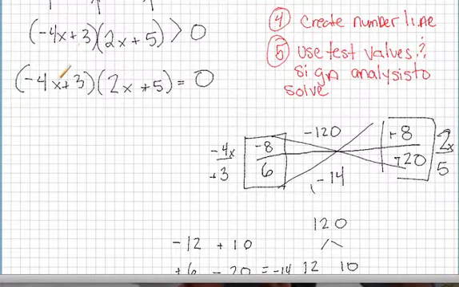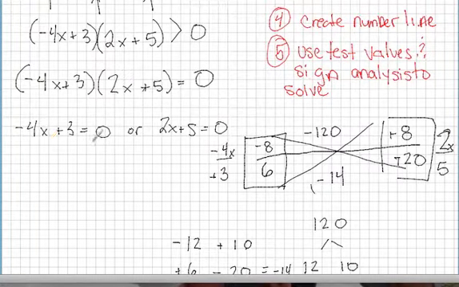So I'm going to solve for each of these factors equal to 0. So negative 4x plus 3 equals 0, or 2x plus 5 equals 0. Solving this one, you may be able to do that in your head at this point. If not, go ahead and work it out on paper. But if you do solve this, you'll get x equals 3/4. And for this one, we'll get x equals negative 5/2.